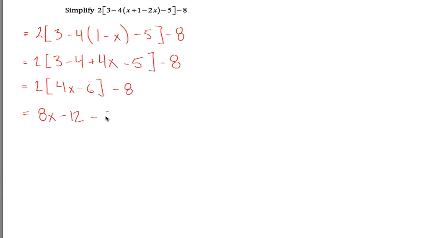I still have this -8 on the outside of the brackets, which did not get affected by this 2, because I only distribute to the terms inside the brackets. I can now combine like terms. -12 minus 8 more is -20. To get my final answer of 8x minus 20.